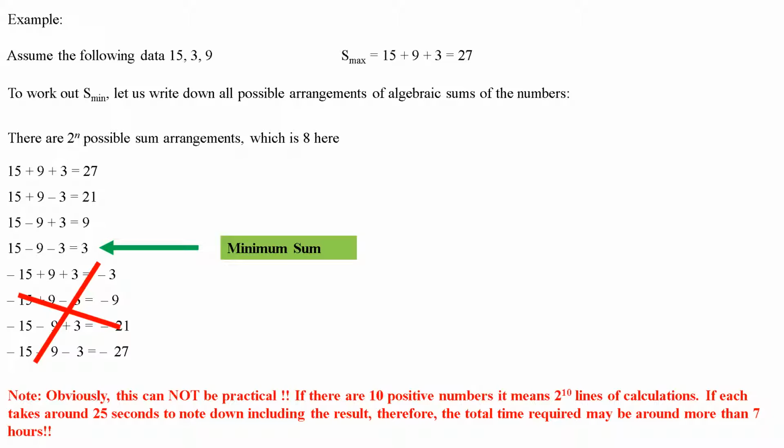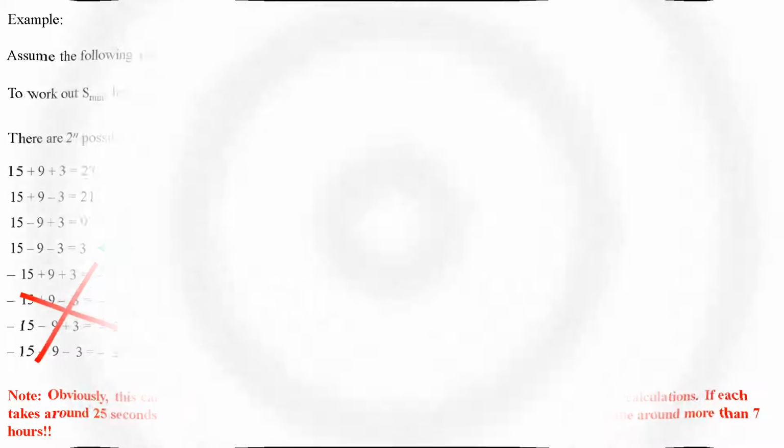Because imagine that if you have got 10 positive numbers, just for simplicity, and sometimes in reality you have got even 100, hundreds, thousands of positive numbers. It means now we need to have 2 to the power 10 lines of calculation. And if each line takes around 25 seconds to note down, doing the summation or subtraction and noting down the result, then the total time required may be around 7 hours or more to do just 10 numbers.